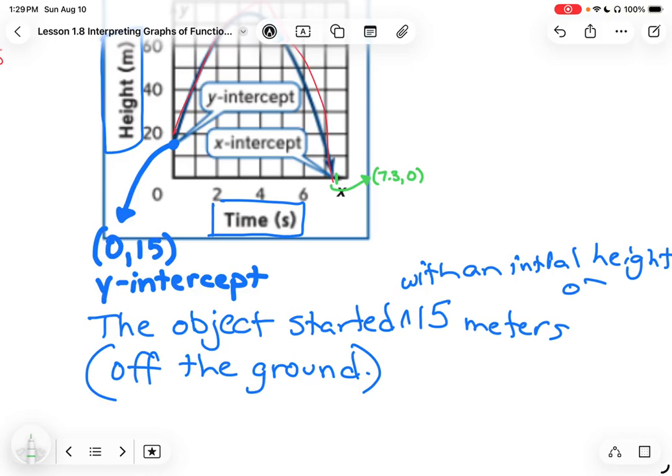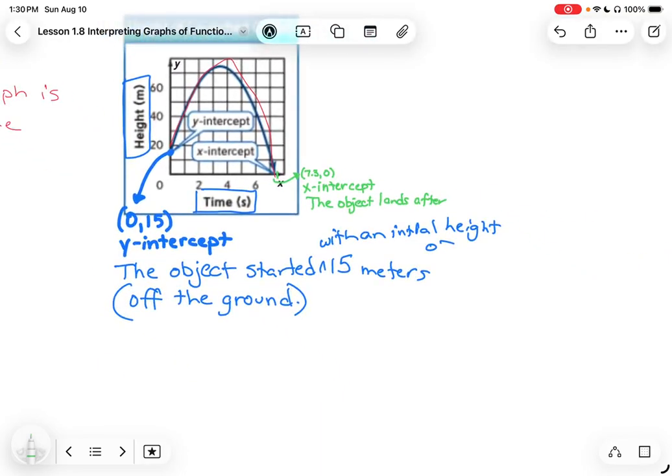So that means the x, the time, is 7.3, so 7.3 seconds. And the height is 0, so 0 meters off the ground. After 7.3 seconds, it is 0 meters off the ground, or off the landing spot, whatever it is. I'm just going to say ground accidentally, even though we don't know that it's the ground. So we would say for this x-intercept, the object lands after 7.3 seconds.